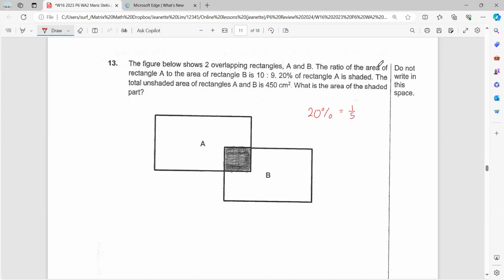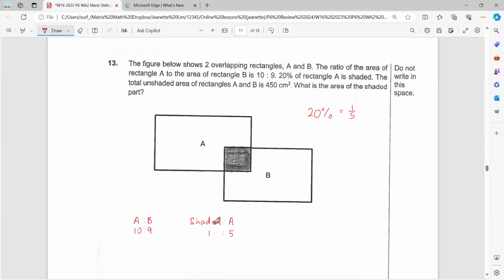Okay, let's write down the ratio now. Ratio of A to B is 10 to 9. Then we have 20% of A is shaded. So shaded to A is 1 out of 5, right? Because 20% is 1/5. 1/5 of A is shaded. Now, I'm not writing shaded of A because the shaded of A is actually the same as the shaded of B. So I'll just call it shaded.